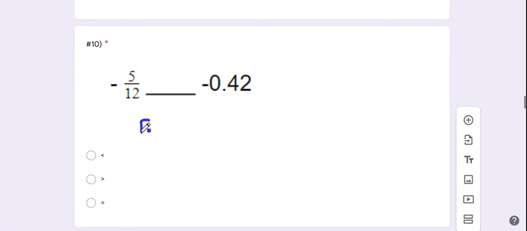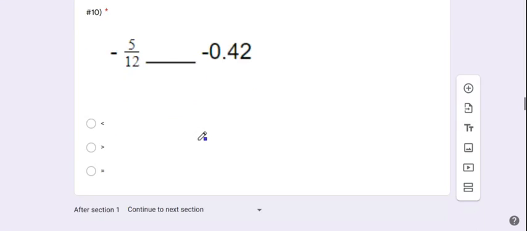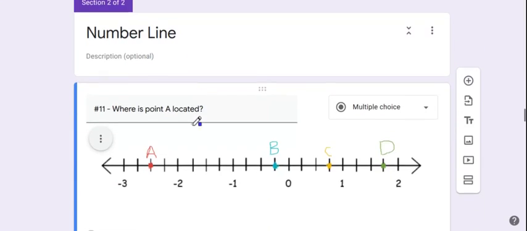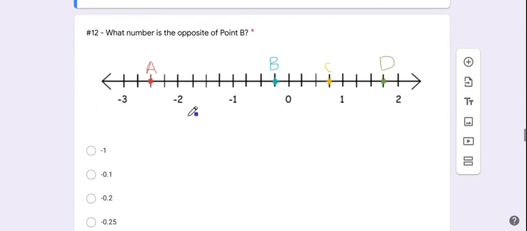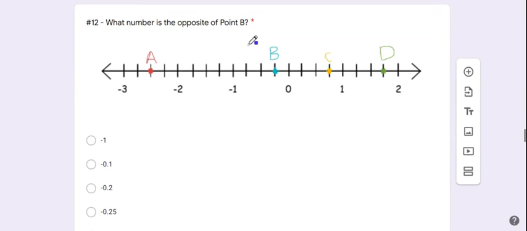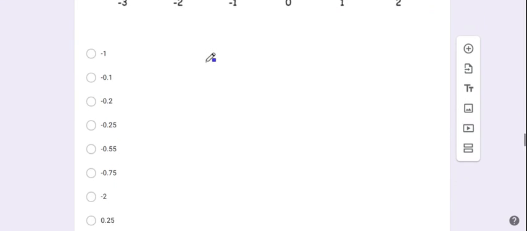So 5 divided by 12. Okay, so you're going to have to add placeholder zeros after the decimal so you can continue dividing. Decimal will come straight up into your answer. Okay, so you can finish that one on your own. The rest of these, you're looking at a number line and you're trying to figure out where a certain point is at.